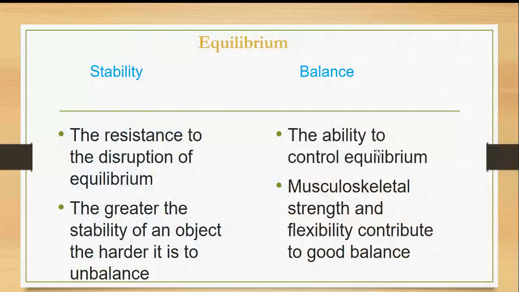Okay, so looking at the difference between stability and balance, we haven't spoken about stability yet. I'm just going to start with balance: the ability to control equilibrium, and it requires musculoskeletal strength and flexibility. So to have good balance, you need to have definitely one of those things, most likely both. Whereas stability is the resistance to disruption of equilibrium. The greater the stability of an object, the harder it is to unbalance. So we're going to get into that.